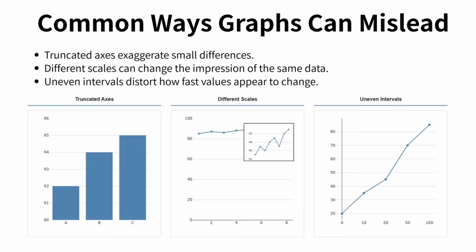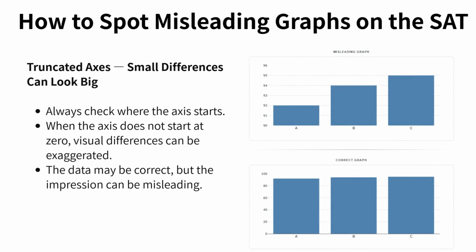When values are spaced unevenly but look evenly spaced, the rate of change can be misinterpreted. On the SAT, these features don't mean the data are wrong. They mean you need to slow down, check the graph carefully, and question your first impression. Here's one of the most common ways graphs mislead on the SAT: truncated axes. Look at the top graph first. At a glance, category C appears much higher than A or B. It looks like a big difference.